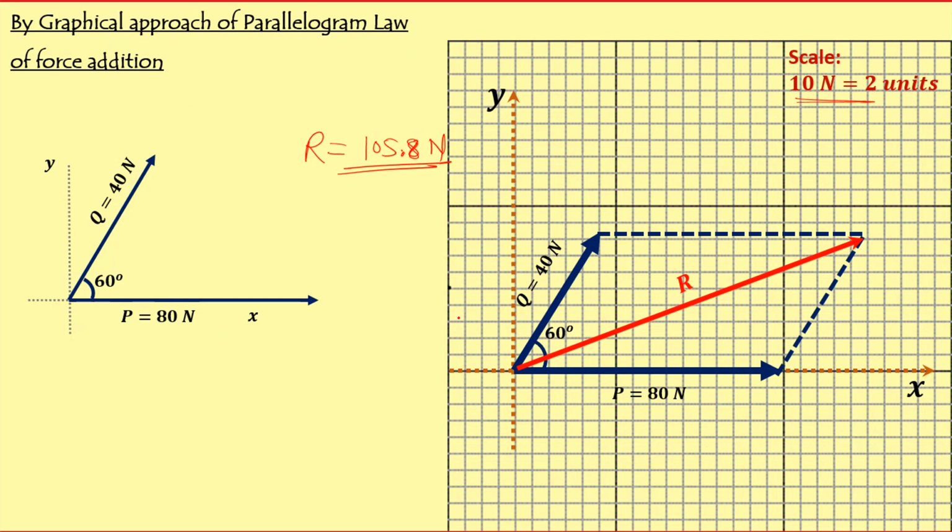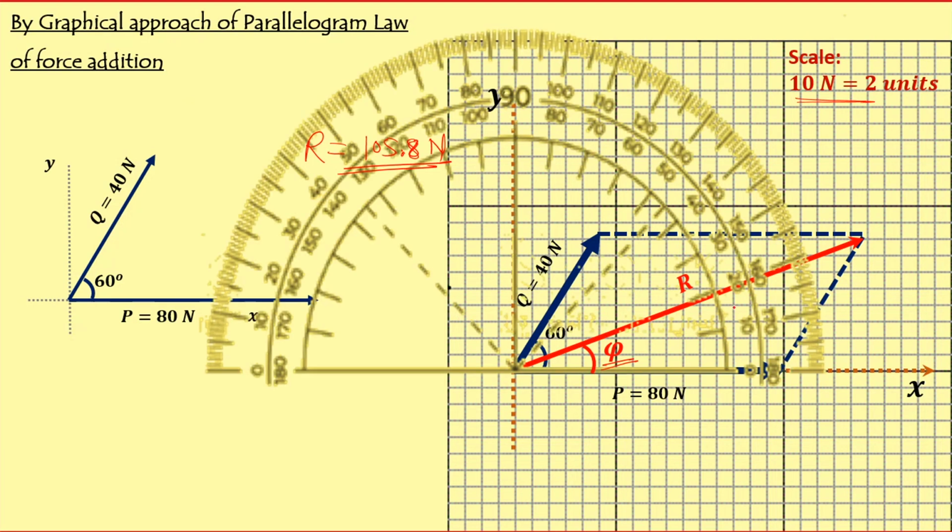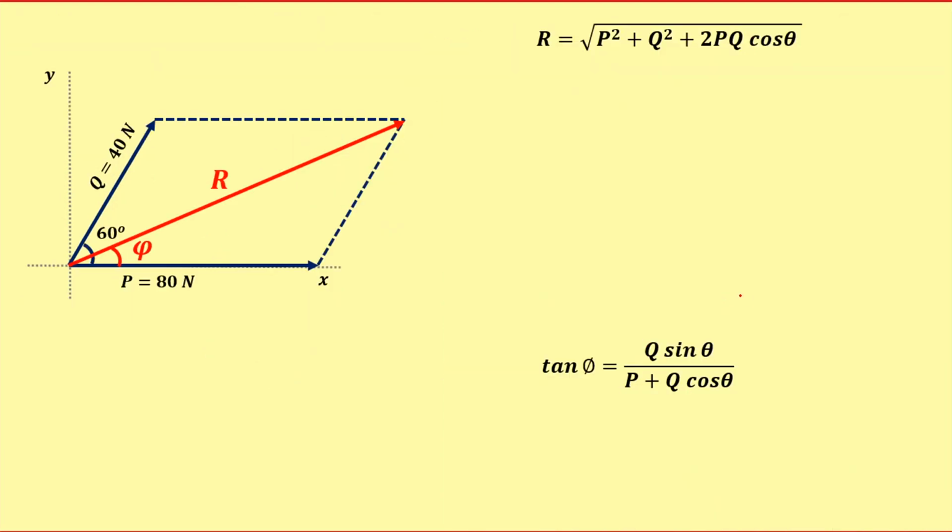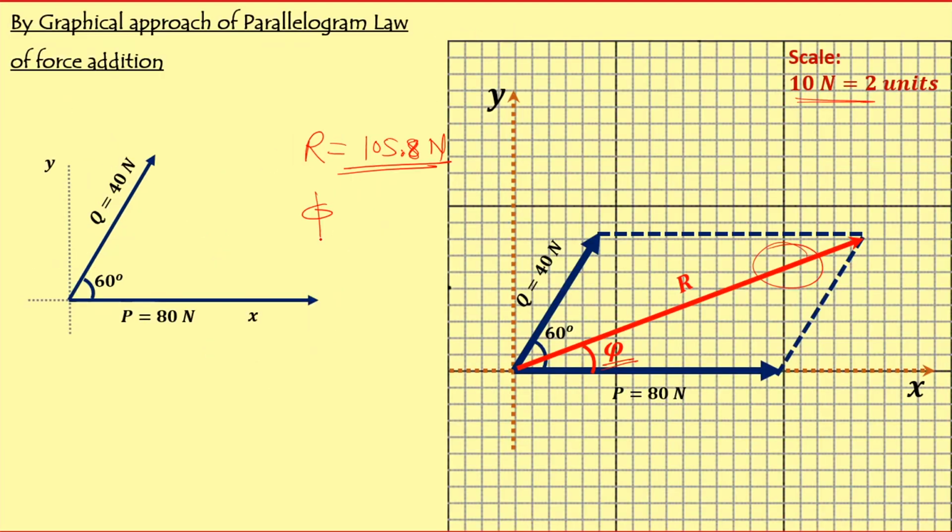Another important parameter in the diagram is the angle of inclination of resultant R, that is phi. This phi we can also measure from the diagram. Put the protractor, and you see it is almost between 19 to 20 degrees. From the measurement it will come 19.1 degrees. So through the graphical approach of the parallelogram law, we are getting R as 105.8 Newton, while the angle of inclination of R is 19.1 degrees.